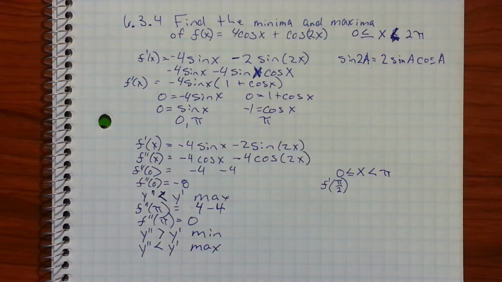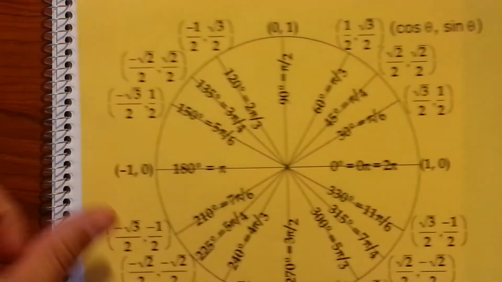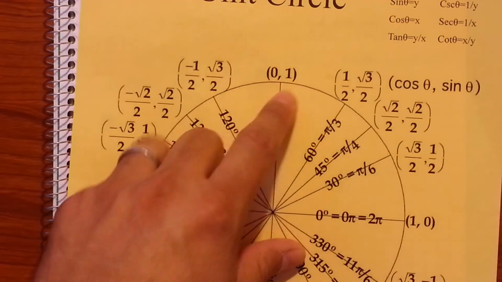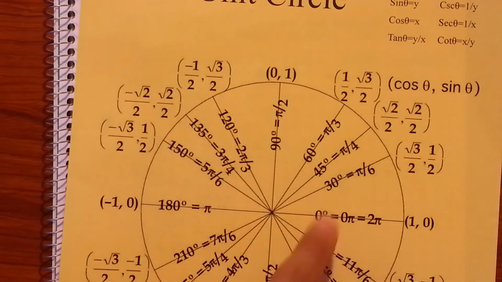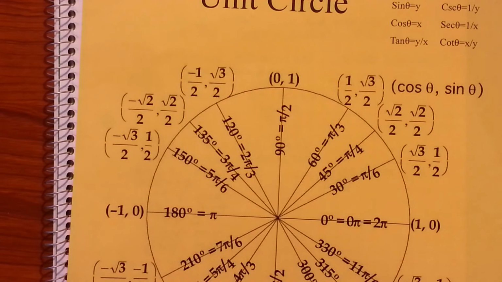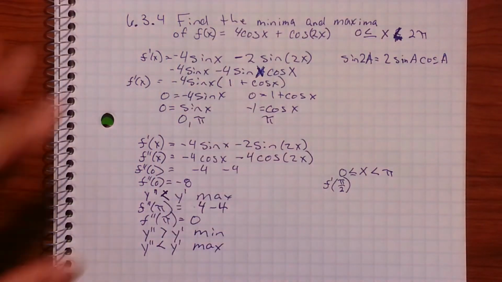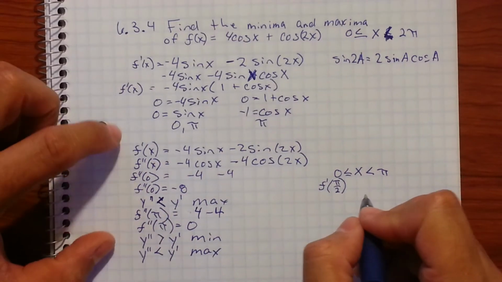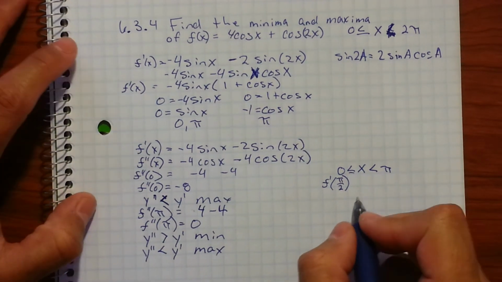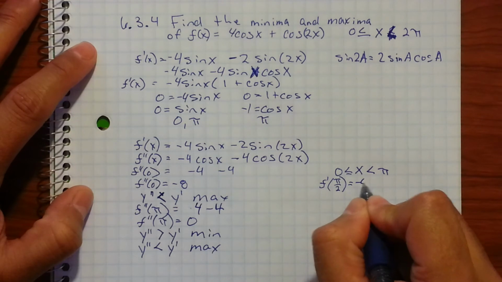The reason why I picked pi over 2 is because it's going to be nice and pretty, because I get either a 0 or a 1. So it's going to be easy to actually input that. I know it's going to be between 0 and pi, so right in the middle, so it's going to make it easy to plug this in. So now let's go ahead and plug that in, and I'm going to get equals -4.